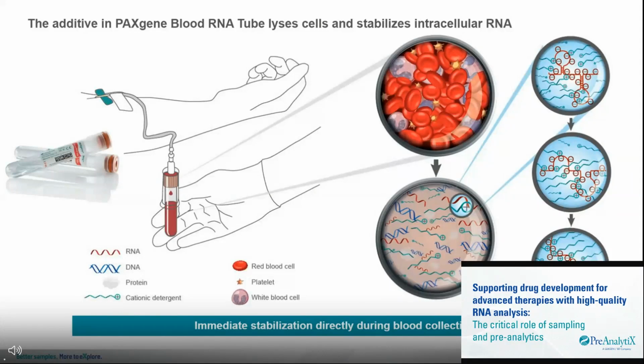By centrifugation, we have a pellet at the bottom of the tube here, and that is the starting material for the RNA isolation with the PAXgene Blood RNA Kit.